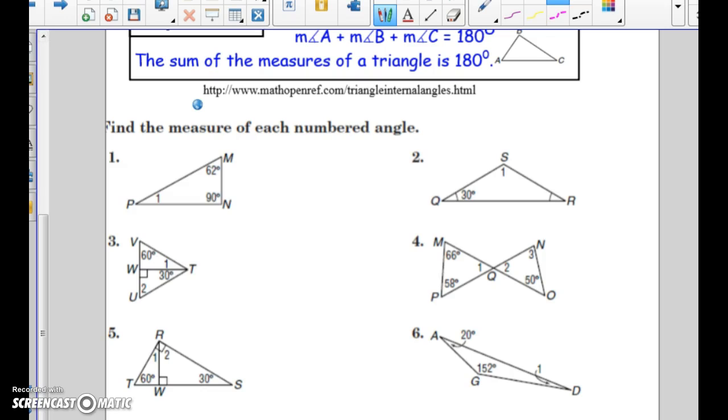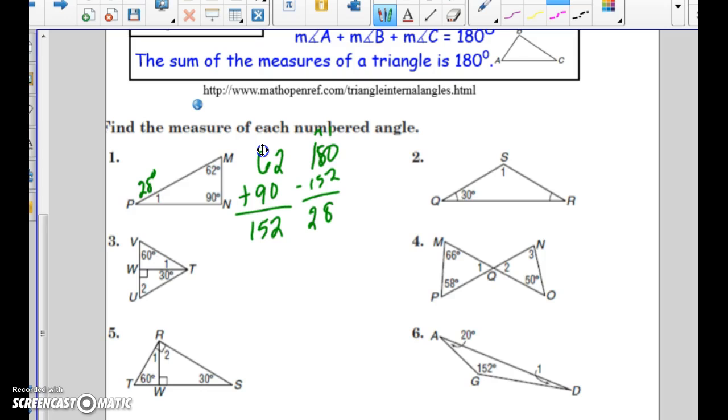Okay, so on number 1, somebody tell me what you do. I add those two and then subtract from 180. 62 plus 90 gave you what? 152. And now what? Did you subtract that from 180? 180 minus the 152 gives you what? 28. Great job. Notice that the 1 does not have a degree symbol. Some of you look at those numbers and you think, oh, it's 1 degree or it's 2 degrees. No, it's going to have a degree symbol.